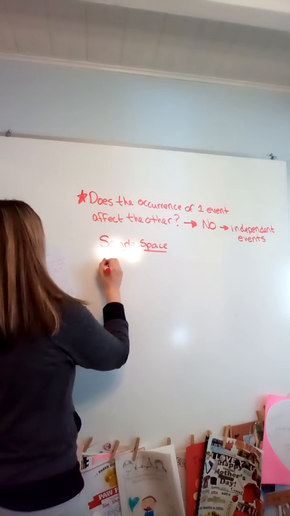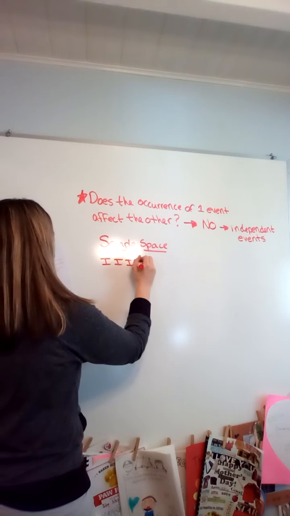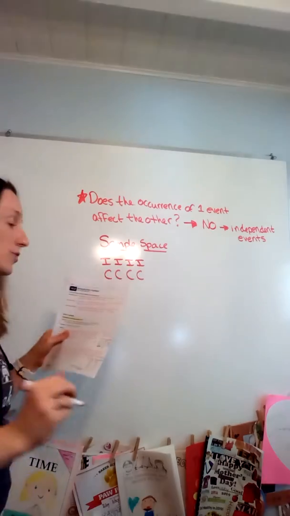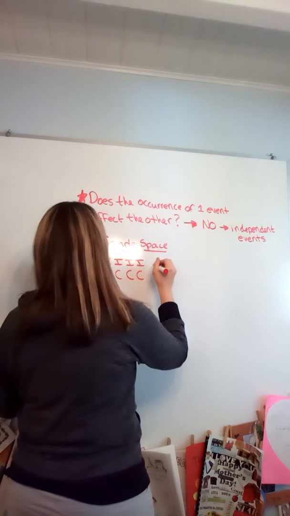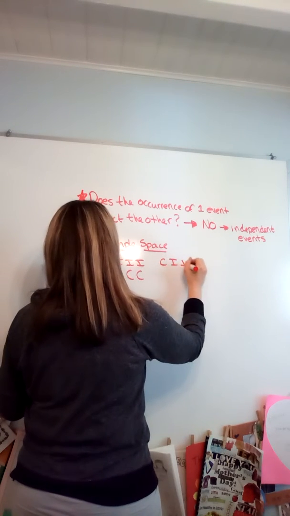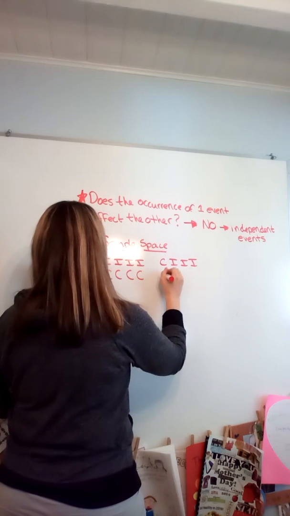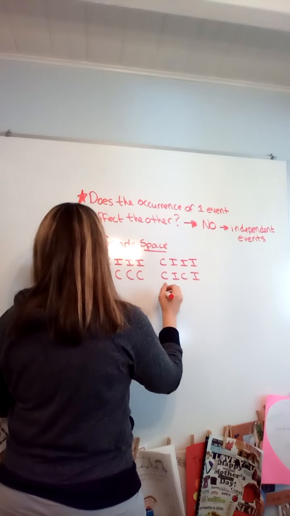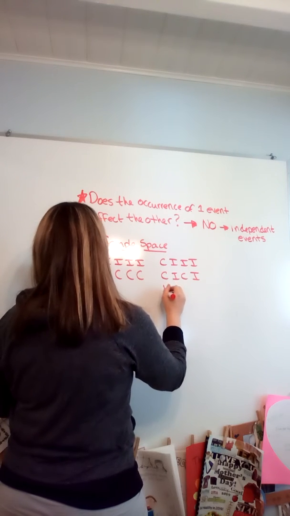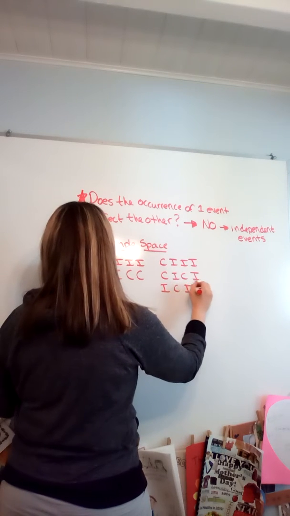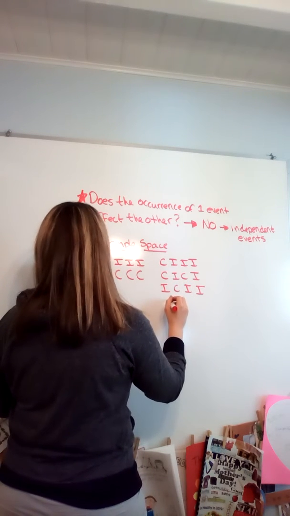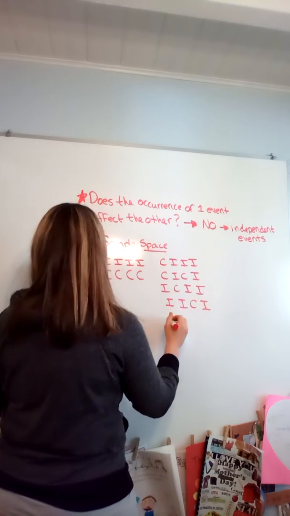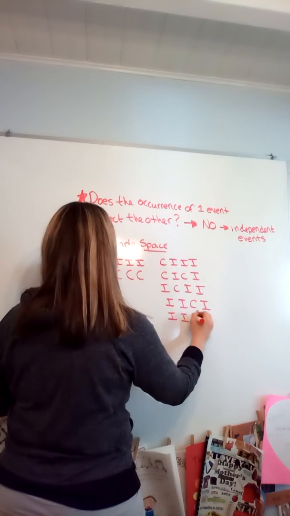So you could guess that all 4 are incorrect. You could guess that all 4 are correct, right? You could guess that the first one is correct and the last 3 are incorrect. You could say correct, incorrect, correct, incorrect. Incorrect, correct, incorrect, incorrect. You could have incorrect, incorrect, correct, incorrect. You could have incorrect, incorrect, incorrect, correct.